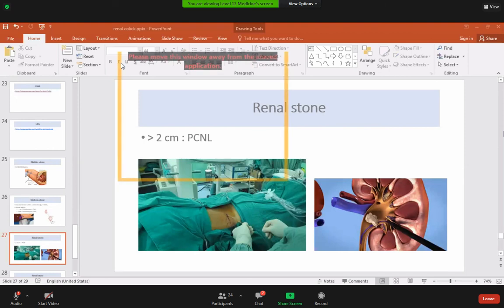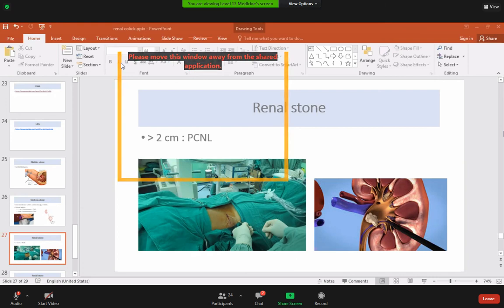Okay, sorry. If it is more than 2 centimeters, we have to go for PCNL, percutaneous nephrolithotomy. It is a technique in which we remove stones from the upper ureter or from the kidney. As the stones are large, lithotripsy is not successful here. So how do we do it? We open up that area, we open the renal pelvis, we take the stone out, we pass a nephrostomy tube, and we close it. Nephrolithotomy is actually opening up that part of the kidney.